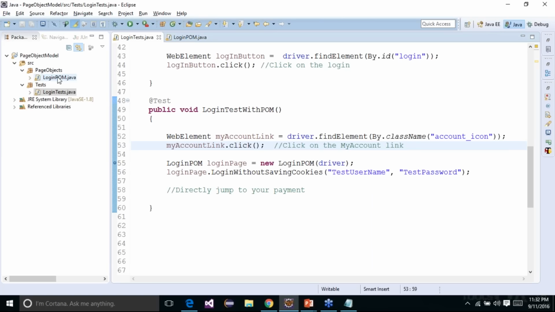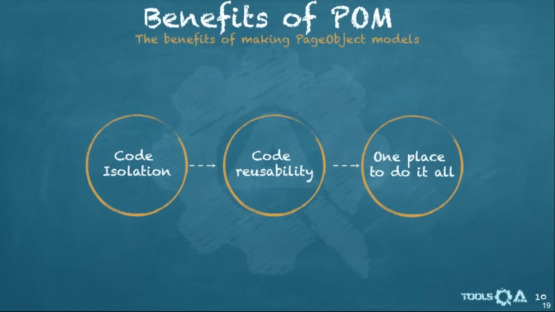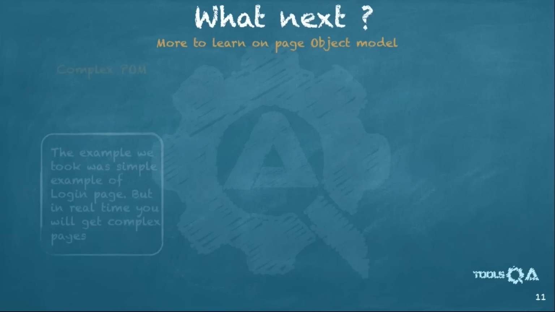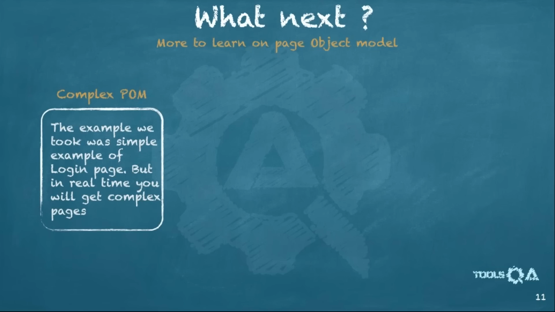There is a login class, there is a login form. So one should be using that, and the login form would definitely abstract out the details of login functionality. So this is how it makes the code more intuitive. So these are three points that I wanted to talk about in the benefits of POM. And what next? So once you have understood POM, what is the next thing that you have to do?